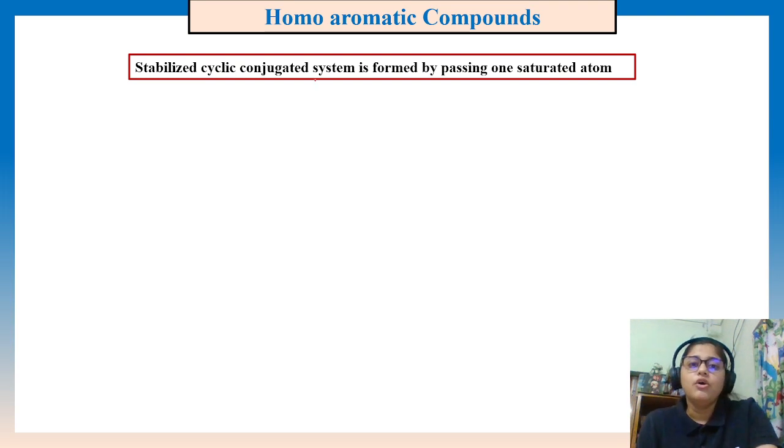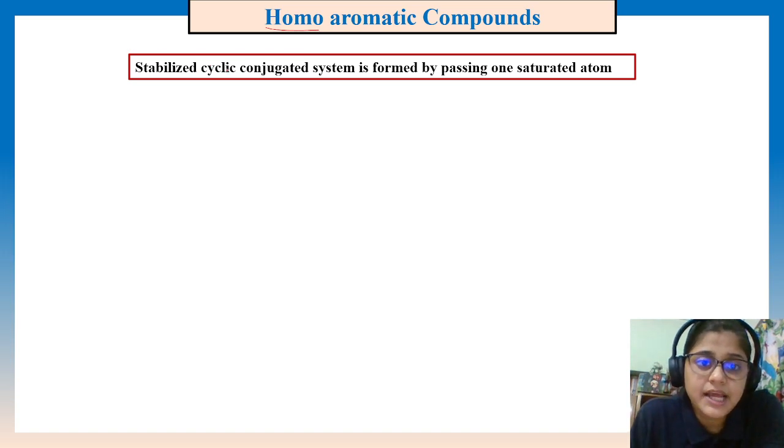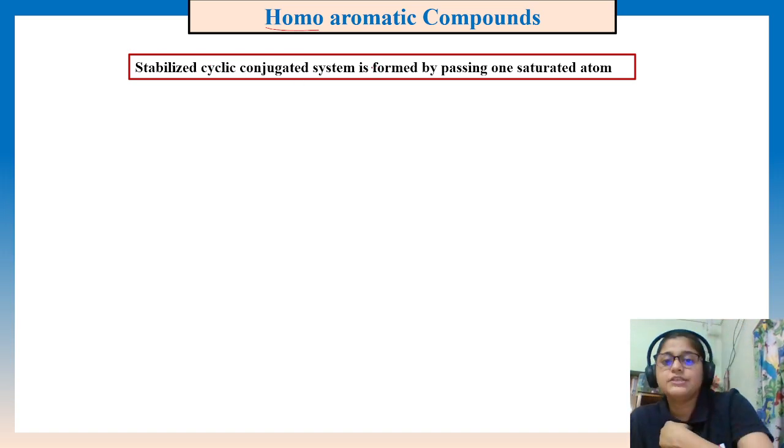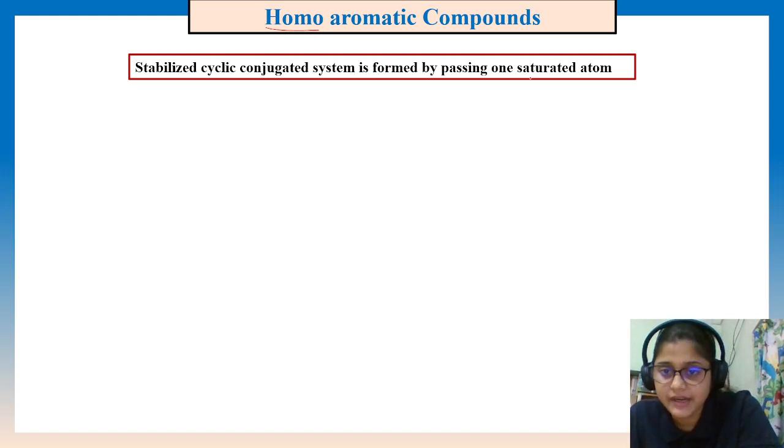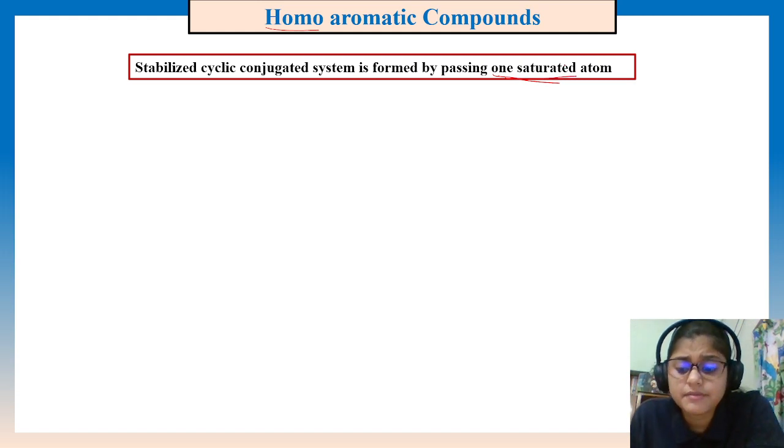What is homoaromatic? Till now we know aromatic, anti-aromatic, then non-aromatic. Now homoaromatic. Let's not be confused regarding the terms, just see the structures and the conditions. Just remember this. So what is homoaromatic? A stabilized cyclic conjugated system is formed by passing one saturated atom. Why is saturated written here? Let's see.